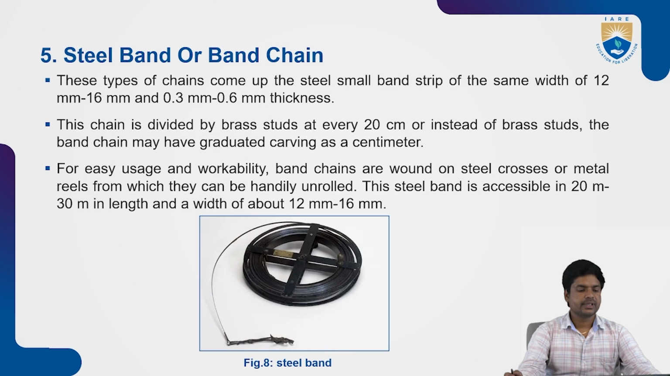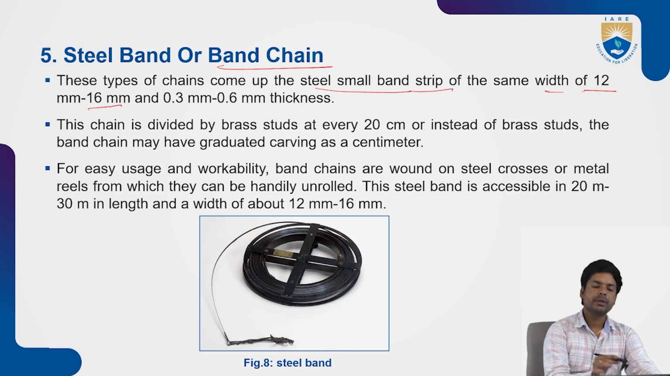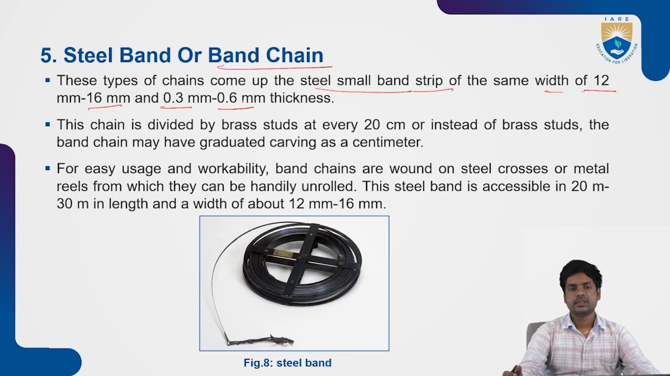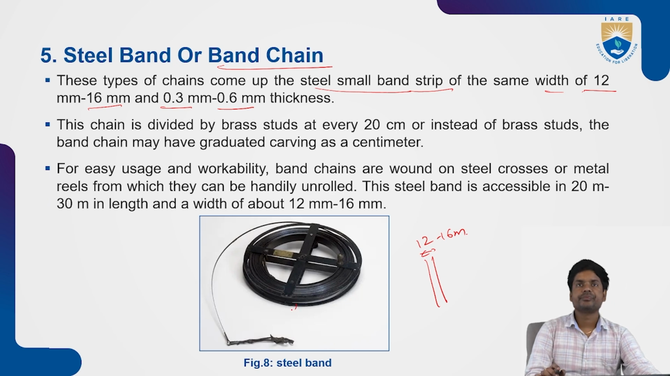Next one, steel band or band chain. These types of chains come up with a small steel band strip of the same width, 12 mm to 16 mm, and the thickness is around 0.3 to 0.6 mm. This will be a small steel band, and the width of this particular steel band is 12 mm to 16 mm.